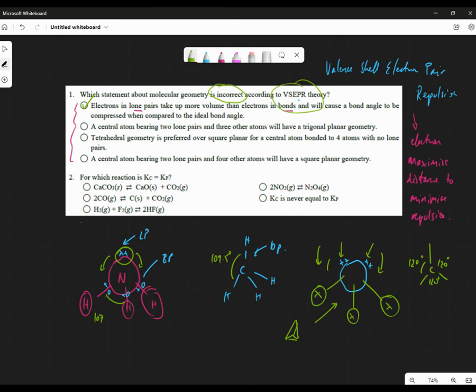So this sentence is wrong. Therefore, it is the right answer. So it's this one. It's not going to be trigonal planar. It's not going to be planar because the lone pairs are going to push the bonding pairs down.